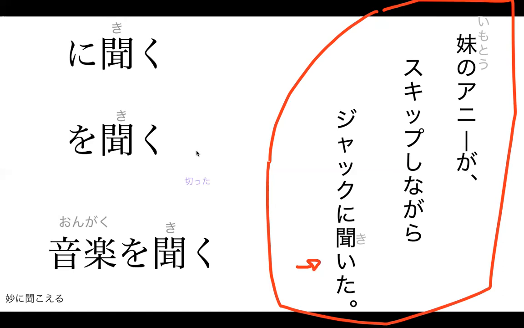So what does this mean? So the little sister's brother, older brother, skips shinagara. So he skips while Jack. So ga. Kita. What is ga? It marks a new subject or something important. The subject is ani. So the brother is the subject. So ani, the long ni, you're thinking of ani. This right here is ani.